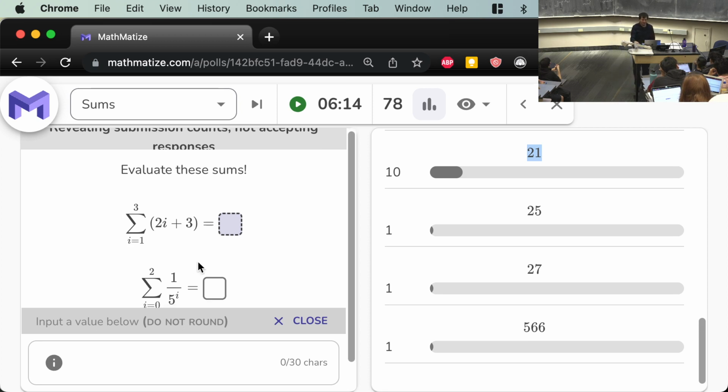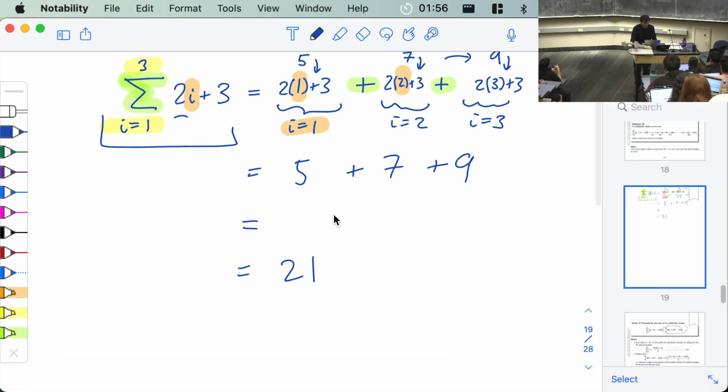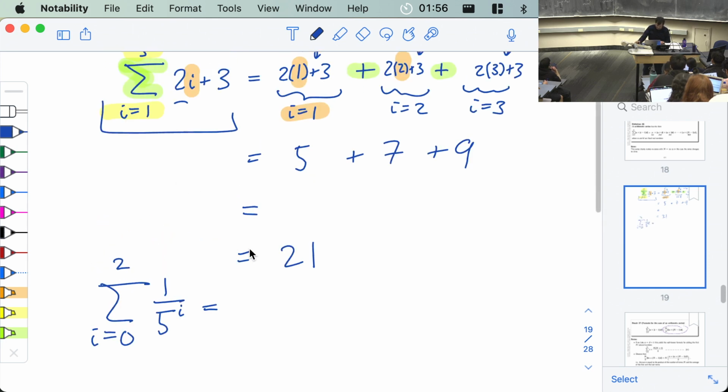Let's do the next one. The next one is harder. It starts at i equals 0. So the next one is the sum from i equals 0 to 2 of 1 over 5 to the power i. And again, we're adding things up. That's what this means. Let me try to make my color scheme the same.